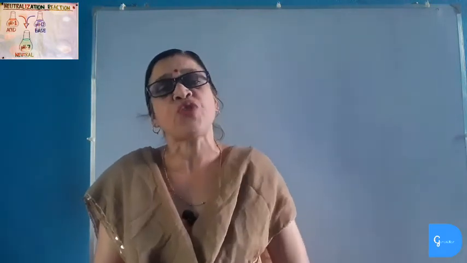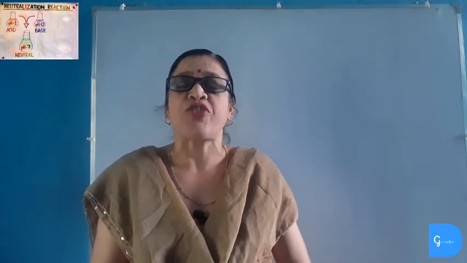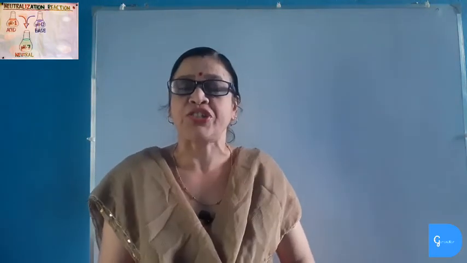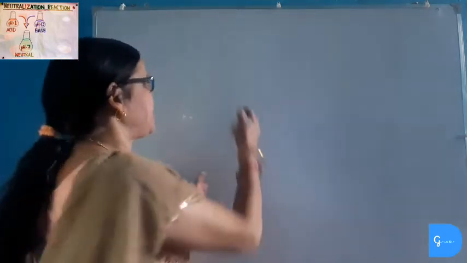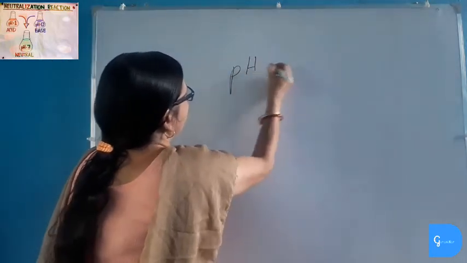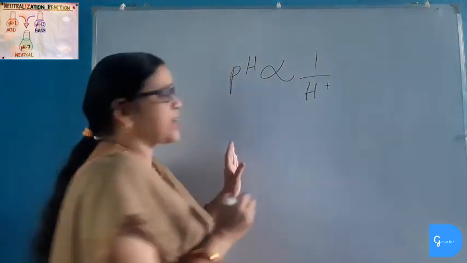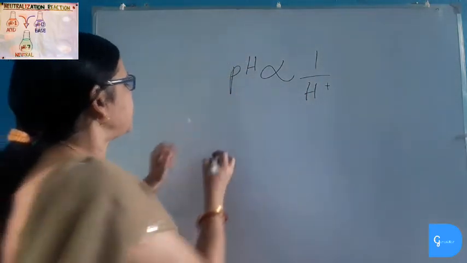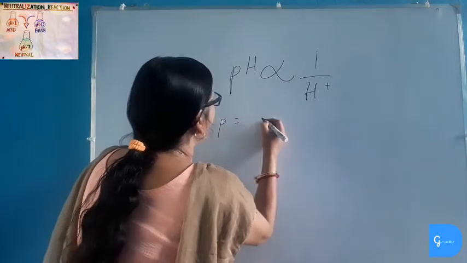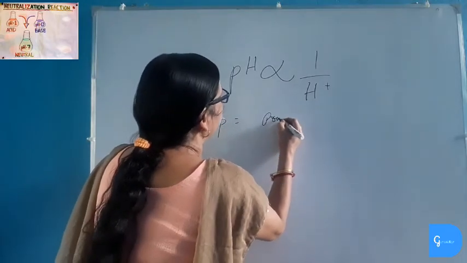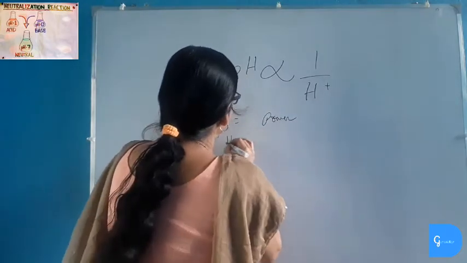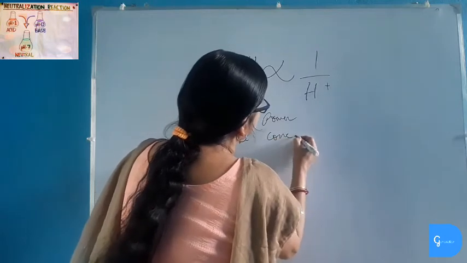And Sorensen also found that the pH of a solution is inversely proportional to the hydrogen ion concentration. pH is inversely proportional to the hydrogen ion concentration. The word pH, P in German word means Potenz, which means power, and H means concentration of hydrogen ion.